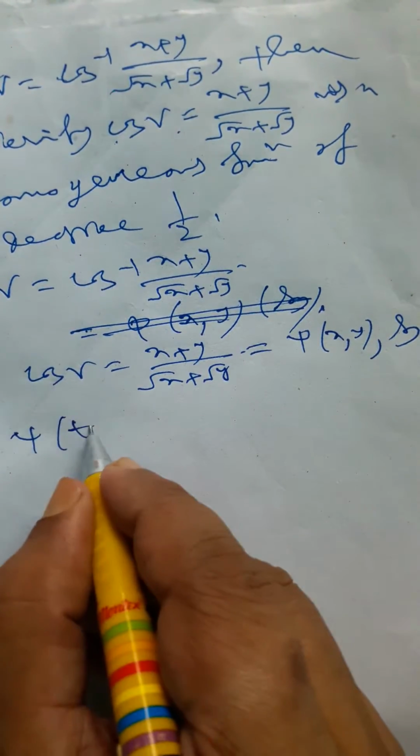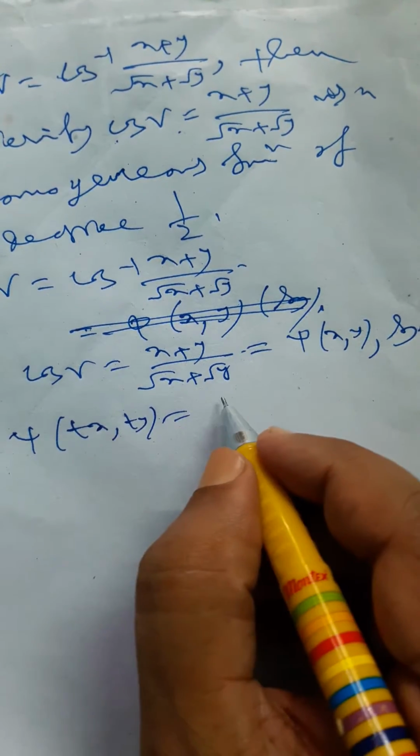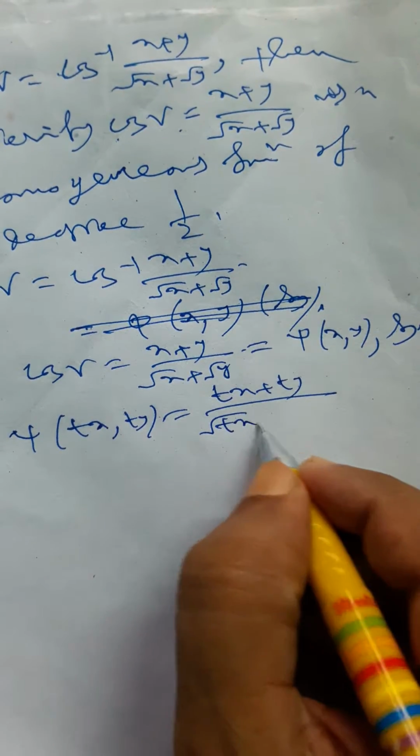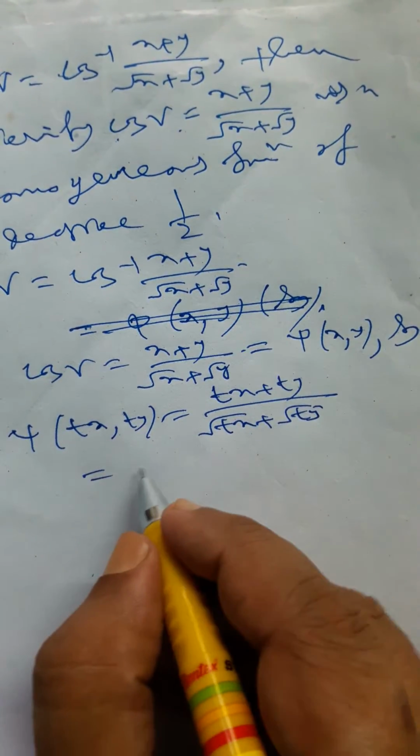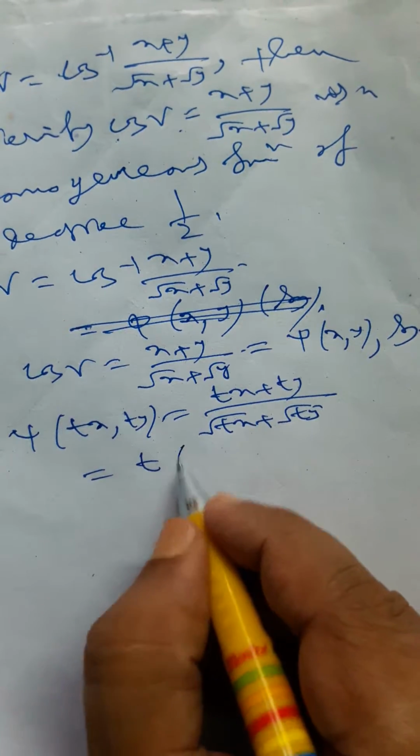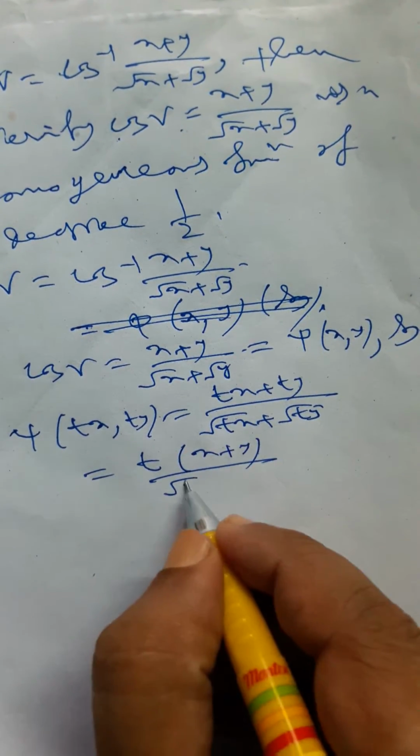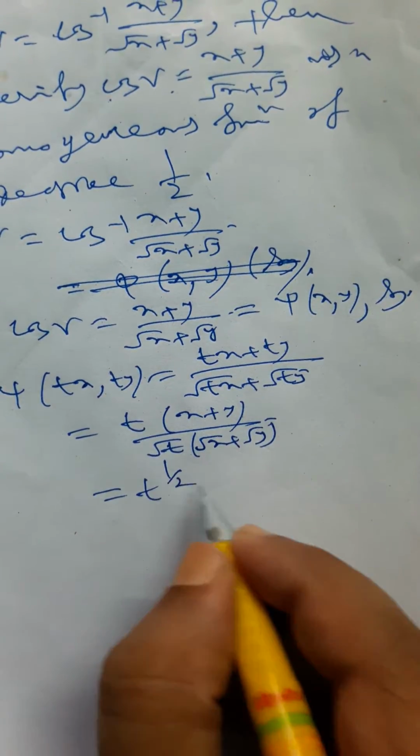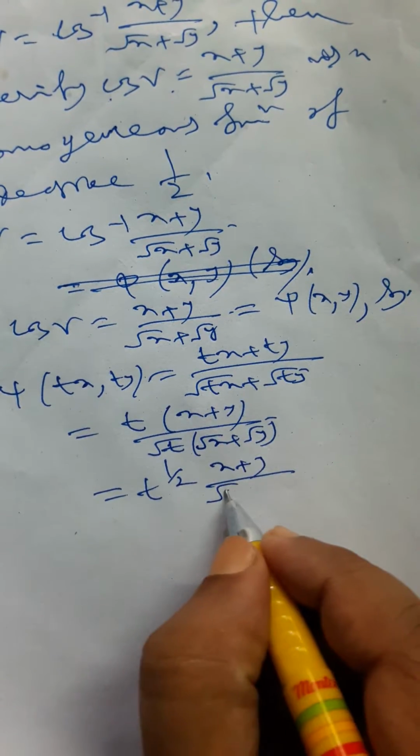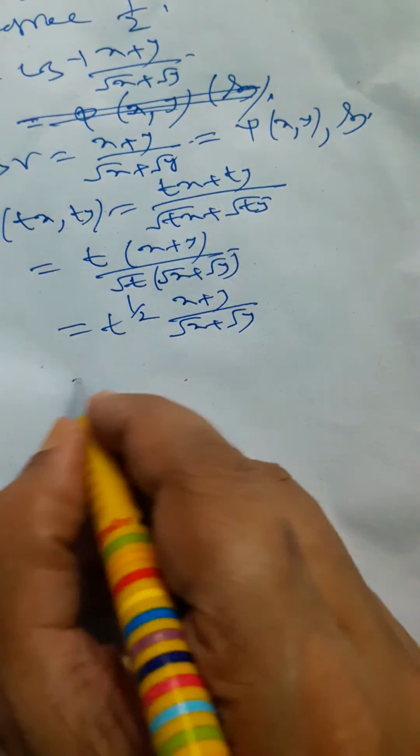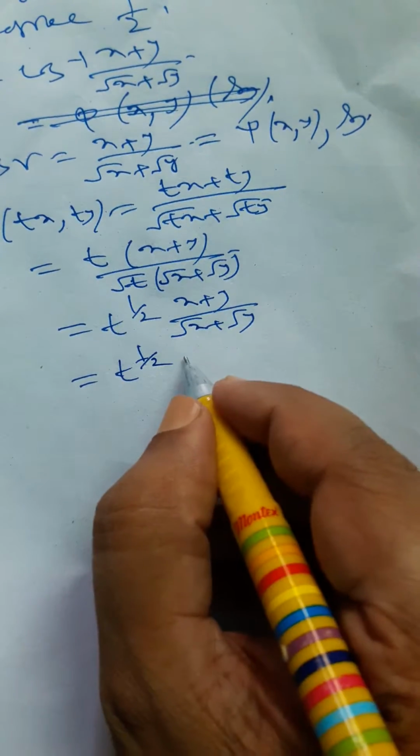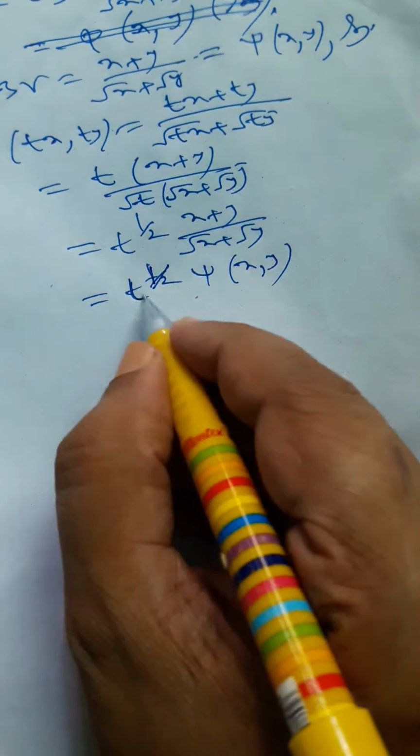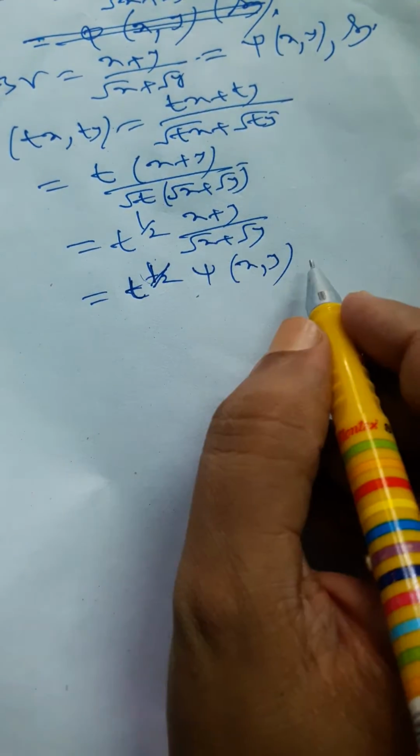then psi of tx, ty will be (tx plus ty) by (root of tx plus root of ty). So here it will be t times (x plus y) by root t times (root x plus root y). So it will be t to the power half (x plus y) by (root x plus root y), so t to the power half psi of x, y. So it is clear that it is a homogeneous function of x, y.